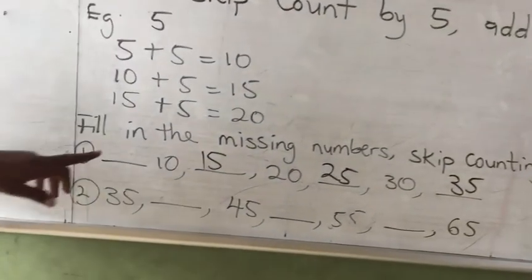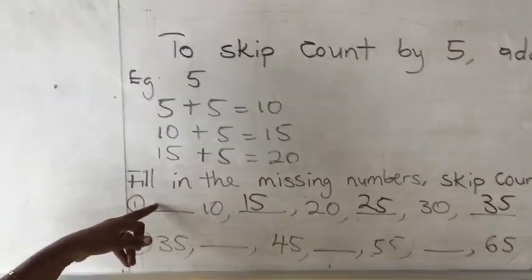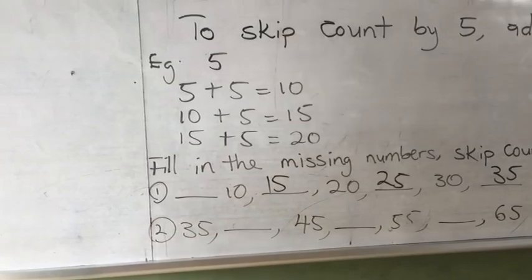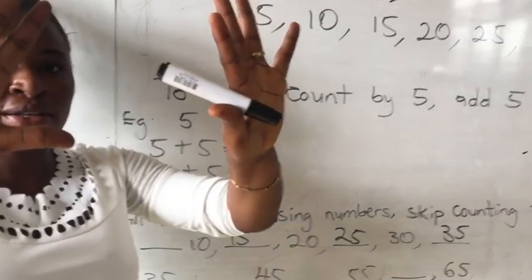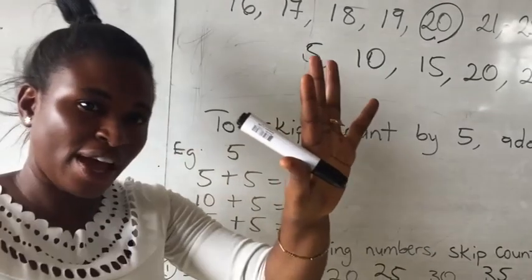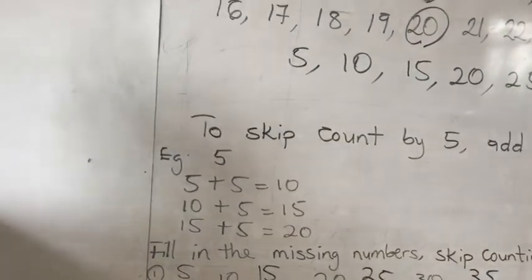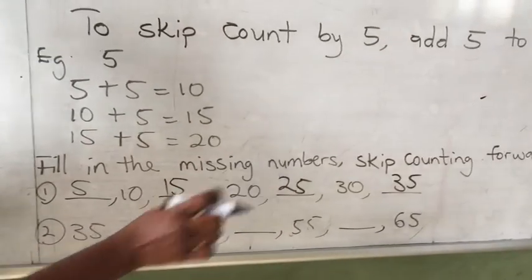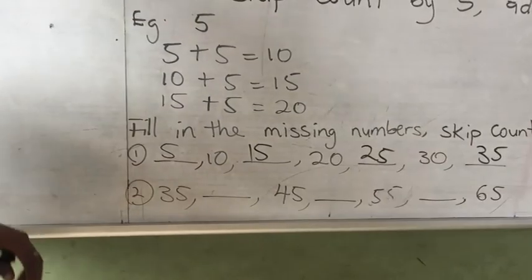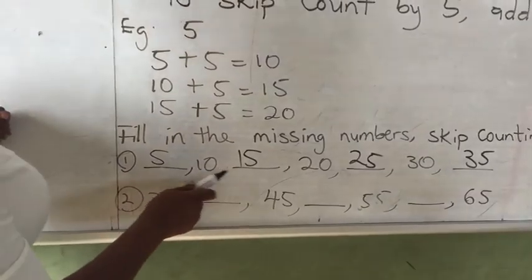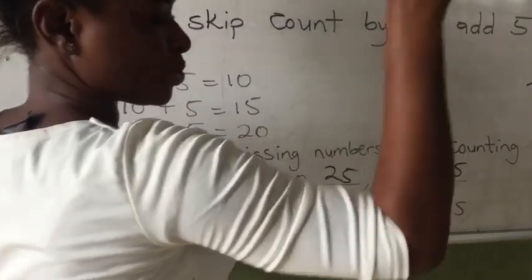Very good. Now to get this one, it means you have to subtract 5 from 10 to get this one, because this one is back, okay? So 10 minus 5, I'm left with 5. That will help me to get the first number. But it is forward, okay? If I add 5 to 5, I'll get 10. So skip count in 5, we have what? 5, 10, 15, 20, 25, 30, 35, 40, and it continues.